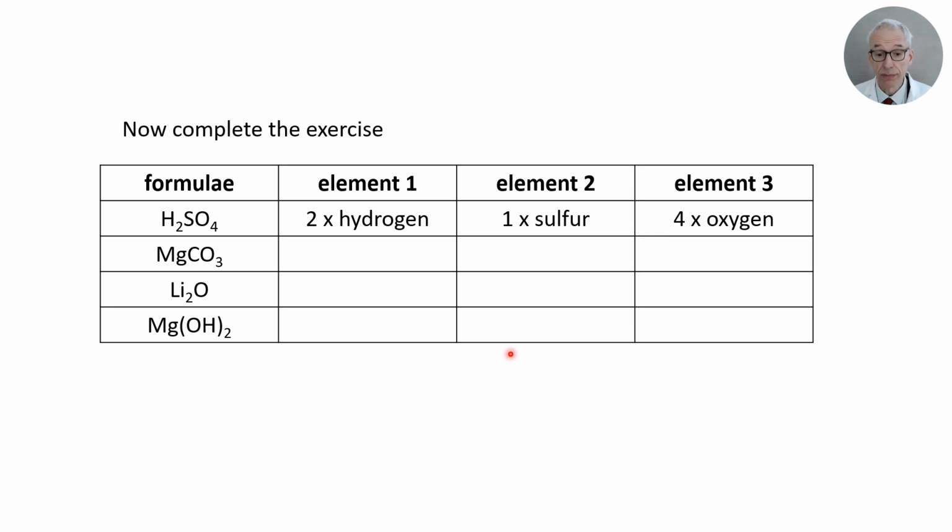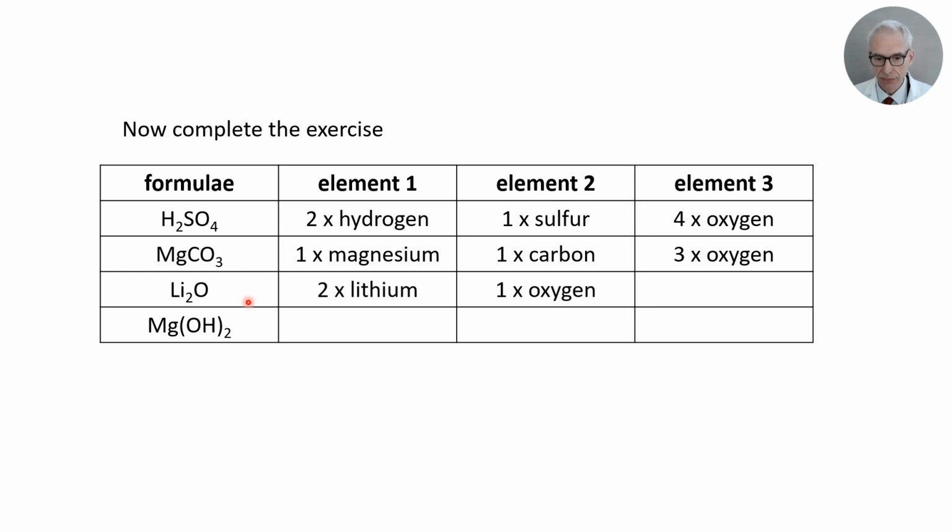Okay, so MgCO3, magnesium carbonate, we have 1 magnesium, 1 carbon, and 3 oxygens. Lithium oxide, 2 lithiums and 1 oxygen. And then there's a slight complication with the last one. You will see in compound formulae the use of a bracket. Well, we can use the same idea from mathematics, that everything inside the bracket is multiplied by the 2.